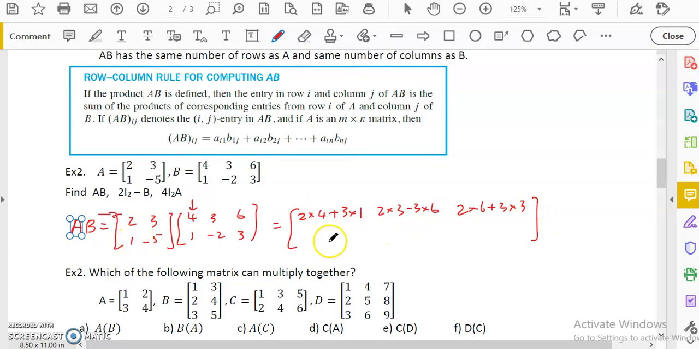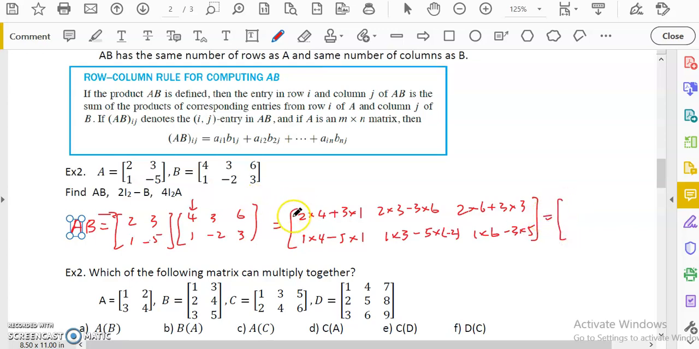What about the second row of the answer? The second row of the answer, I would use the second row of A and the columns of B. So 1 times 4 minus 5 times 1. So this is the more popular way of calculating matrix multiplication. So another one, 1 times 3 minus, oh well, actually minus 5 times negative 2. And then still row column, 1 times 6 minus 3 times 5.